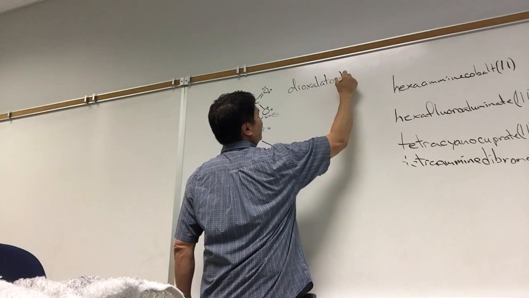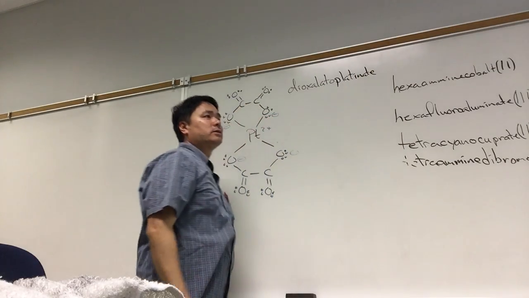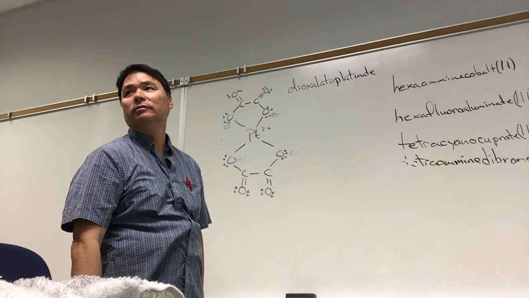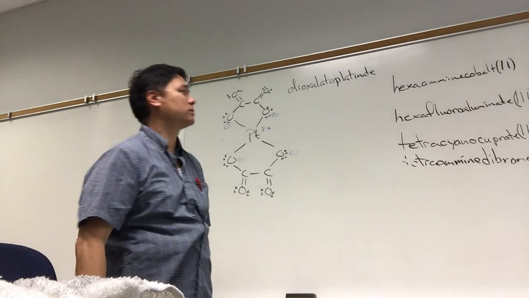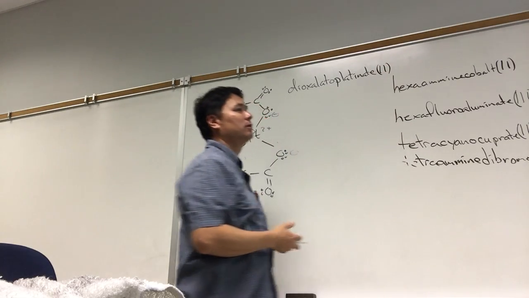Dioxalato platinate. -2 plus 2 plus 4, what's the charge? Plus 2 would be mole 1 and mole 2. Yeah. Dioxalato platinate.